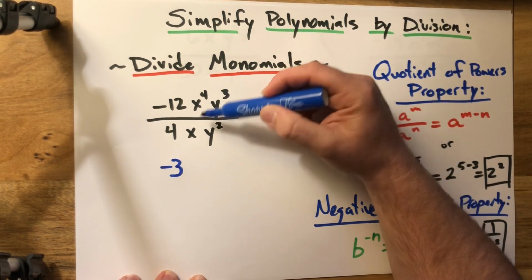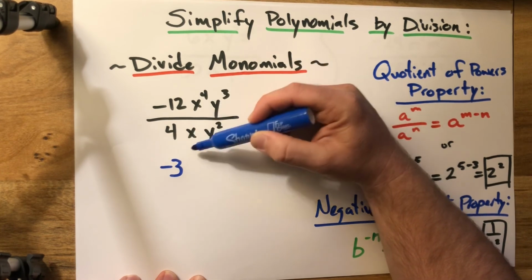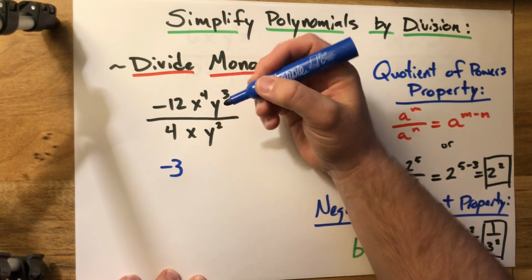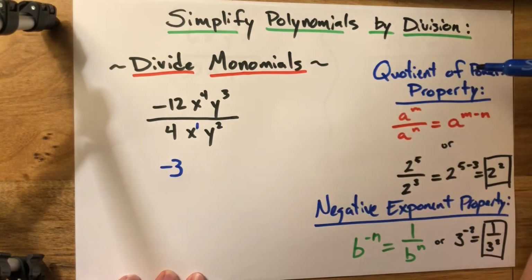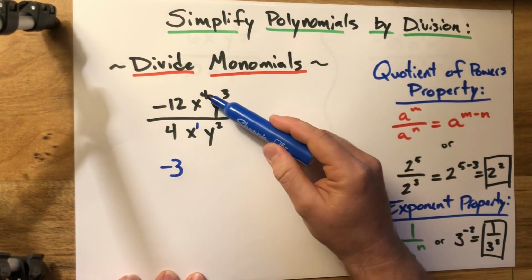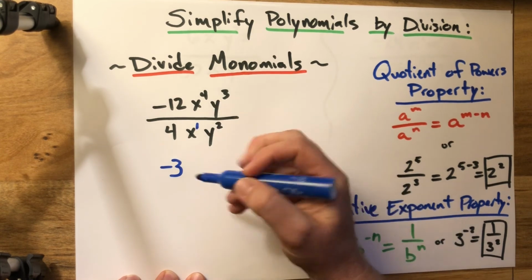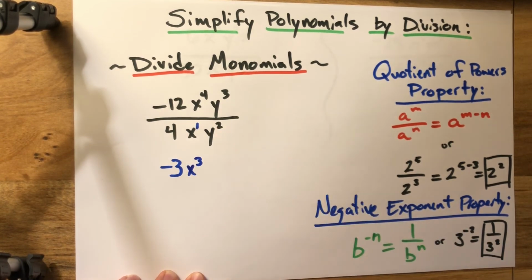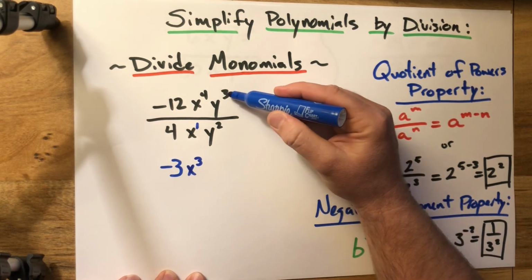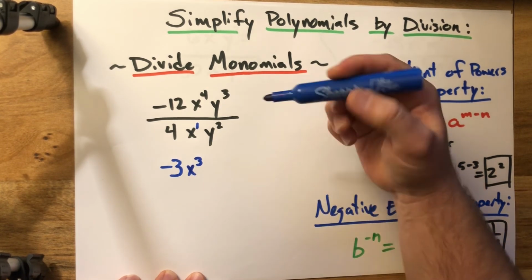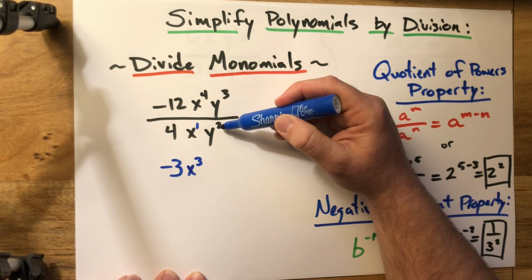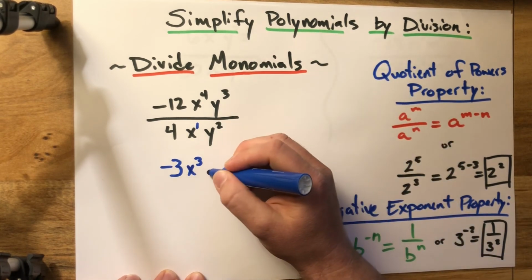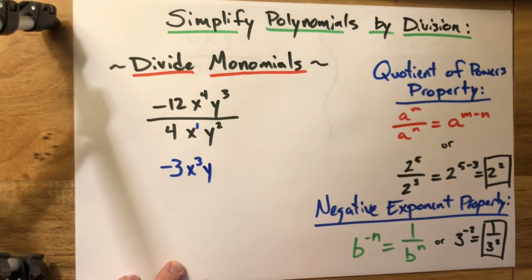This says x to the 4th being divided by x to the 1st. These are in need of some simplification. If I write a little 1 in there just to hold the place because that's understood, we can use our quotient of powers property and say x to the 4 minus 1. Well, 4 minus 1 is 3, so x to the 3rd. Moving on to the y's, we have y to the 3rd and y to the 2nd being divided. Again, quotient of powers property says y to the 3 minus 2, or just 1. Since it's 1, I'm not going to write the 1 there, it's understood. And that would be the simplified version.